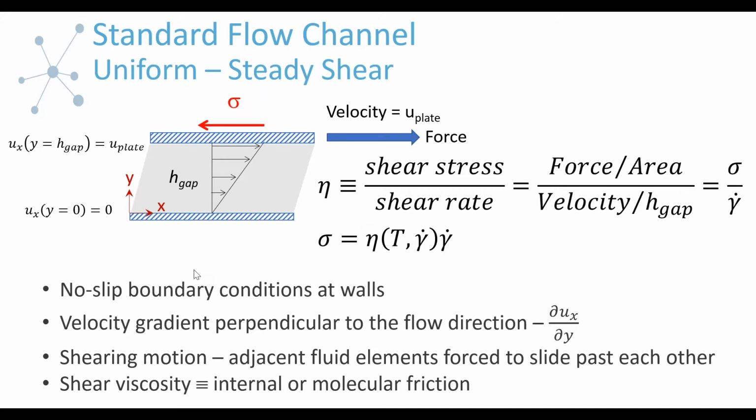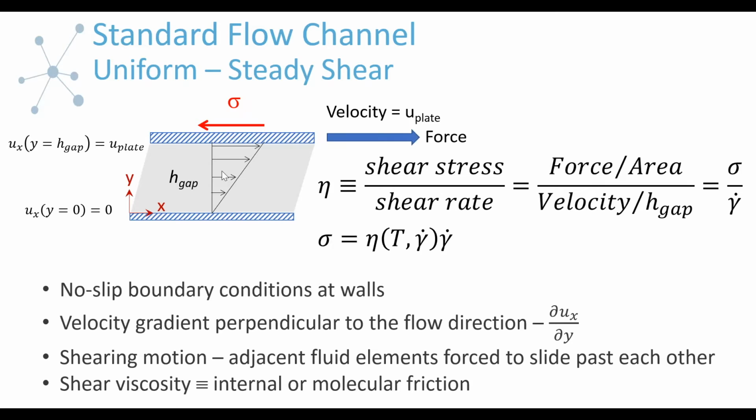So this just defines the viscosity. The distinction with the steady shear is that you have no slip boundary conditions at the walls, and by no slip boundary conditions, this means that the fluid adjacent to the wall is moving at the same velocity as the wall. So the base plate, which is stationary, the fluid immediately adjacent to that is not moving, whereas the plate above, which is being dragged along, the fluid immediately adjacent to that is moving at the same velocity as the plate. So this sets up a gradient in the velocity perpendicular to the flow. And that is what introduces the shearing motion.